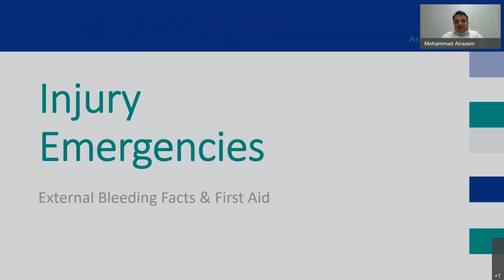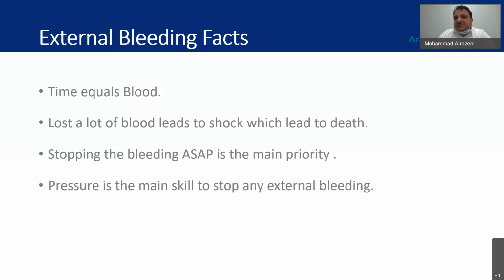Now let's go to the injury emergency. We'll talk about external bleeding facts and first aid. Now, these are facts. Time equals blood. The more time you don't do anything, the more blood you lose. A lot of blood leads to shock, which leads to death. Stopping the bleeding as soon as possible is your main priority. Pressure on the wound, on the bleeding side, is the main skill to stop any external bleeding.